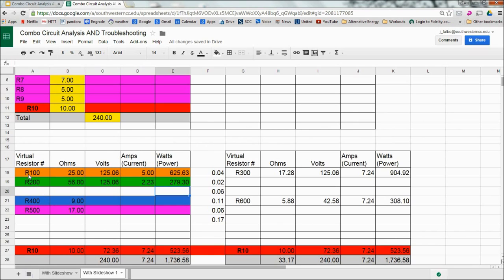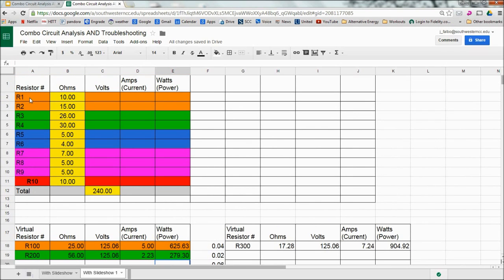Well, we know that R100 were these two loads in series. And down here we calculated 5 amps. Notice the color codes are lining up too. So we're going to tell this cell I want you to equal whatever I calculate down here, and I want you to equal whatever I calculate down here. Same thing for these two. And now we know we can solve for everything else.